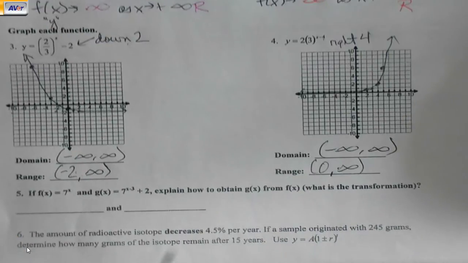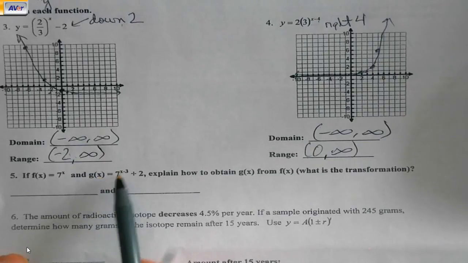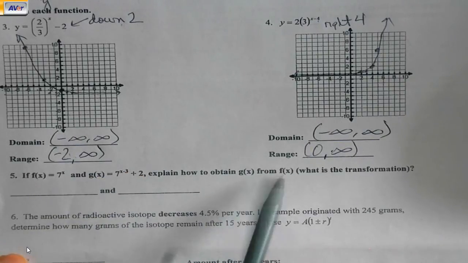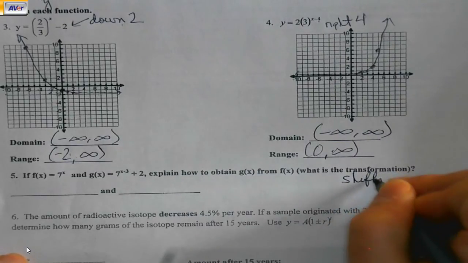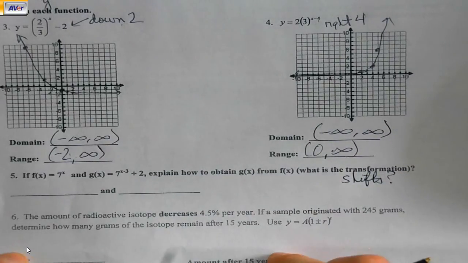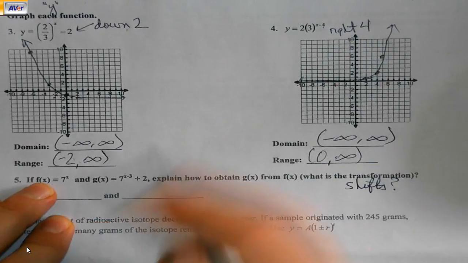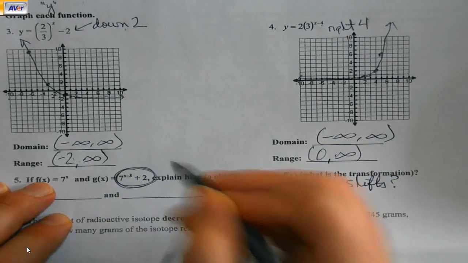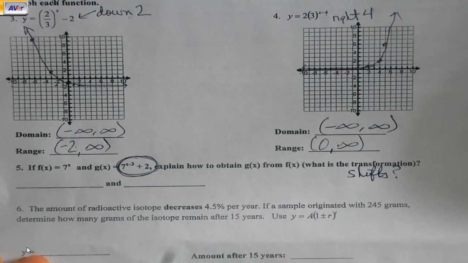Speaking of shifts, if f of x is 7 to the x and g of x is 7 to the x minus 3 plus 2, explain how to obtain g of x from f of x. What is the transformation? What are the shifts? You've got to know that language. I may use shifts tomorrow, I may not. So again, the first one won't ever tell you anything. It's always the second one you're going to be looking at. So what two directions do that minus 3 and that plus 2 represent?